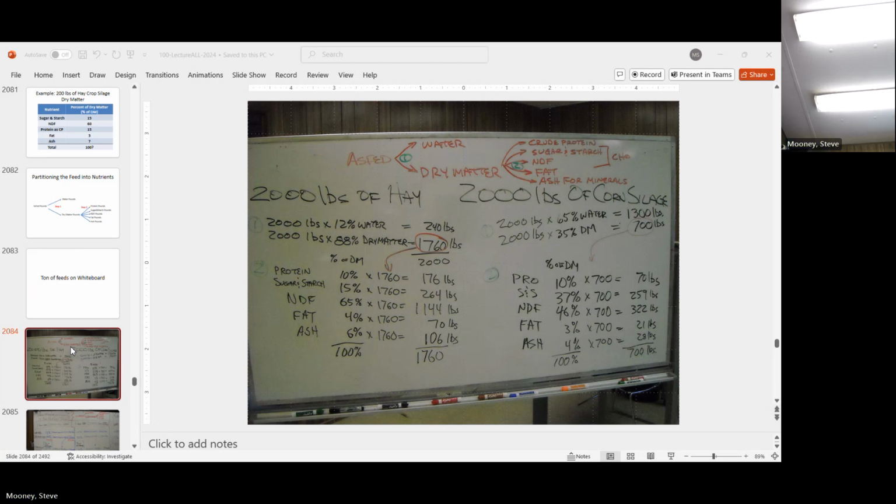How did I do? So this column, if this column adds up to 100%, this column has to add up to what? 700 pounds, does it? Probably within rounding error, what? 699, 701, somewhere in there, right?